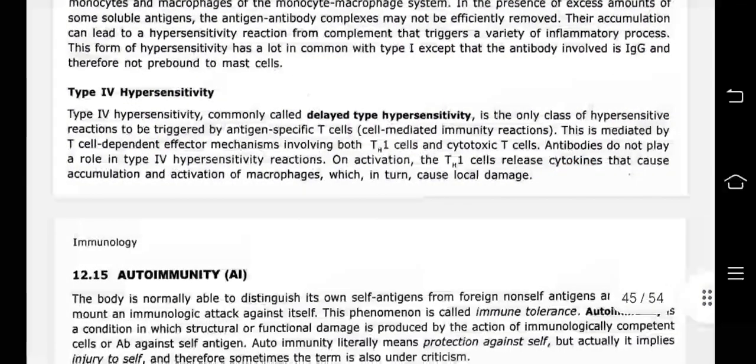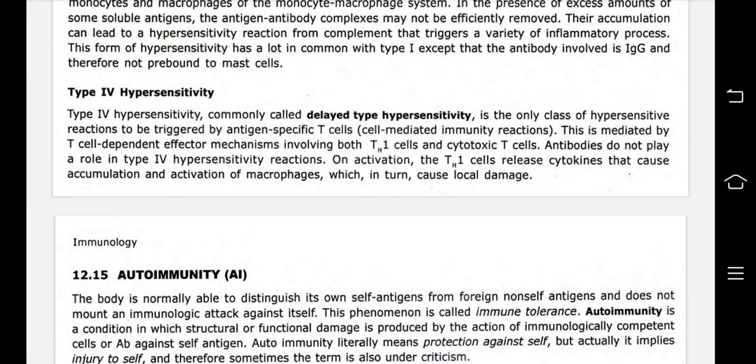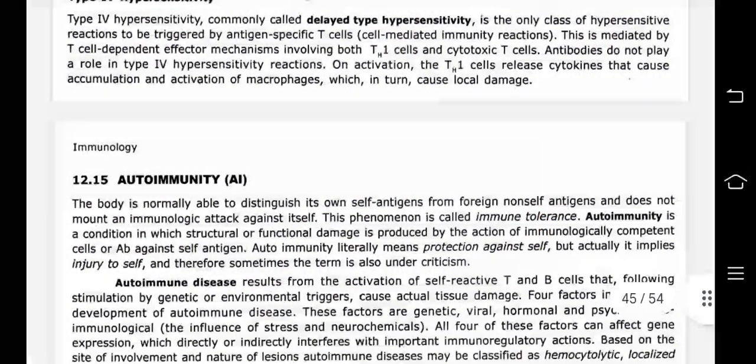Then type 4 hypersensitivity. Type 4 hypersensitivity, commonly called delayed type hypersensitivity, is the only class of hypersensitivity reactions to be triggered by antigen specific T cell mediated immunity. This is mediated by T cell dependent effector mechanisms involving both Th1 cells and cytotoxic T cells. So, antibodies do not play a role in type 4 hypersensitivity reactions. On activation, the Th1 cells release cytokines that cause accumulation and activation of macrophages, which in turn cause local damage.